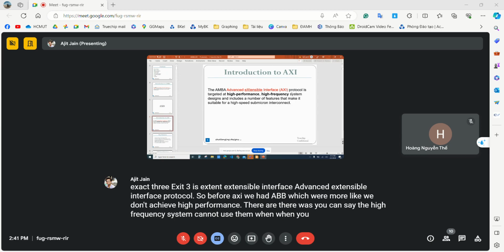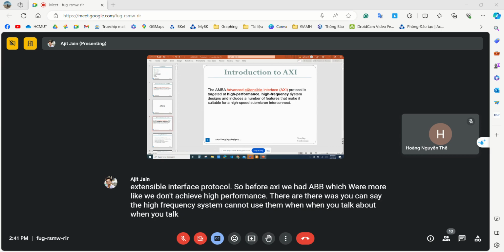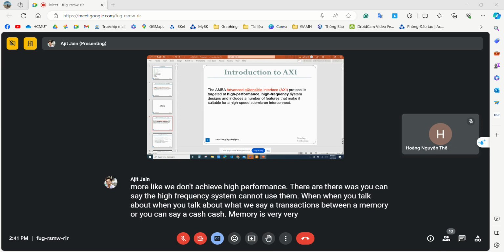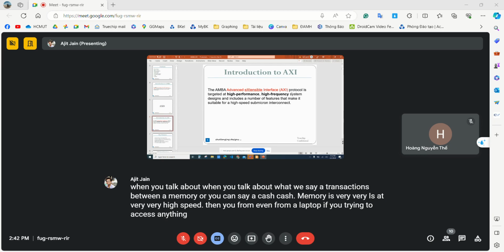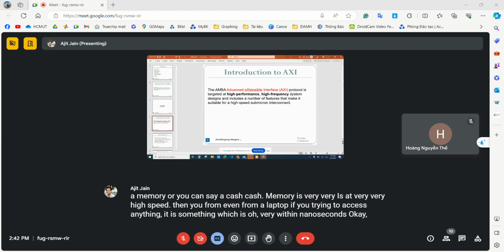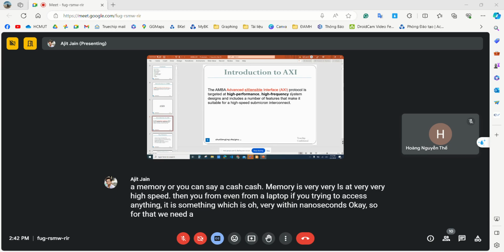When you talk about transactions between a memory, or a cache memory, it is at very high speed. Even from your laptop, if you're trying to access anything, it happens within nanoseconds. So for that we need a very high performance bus.